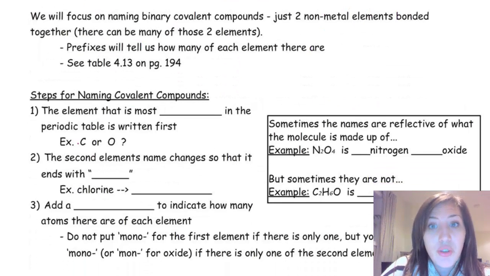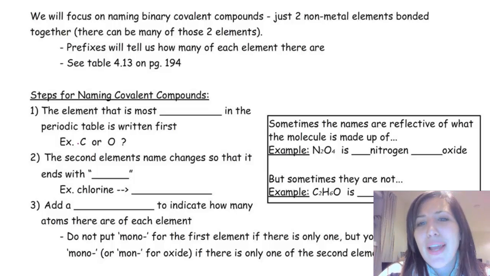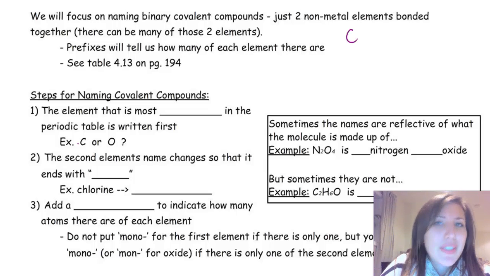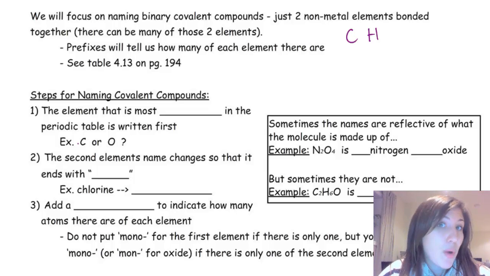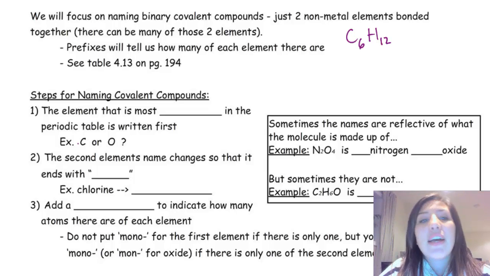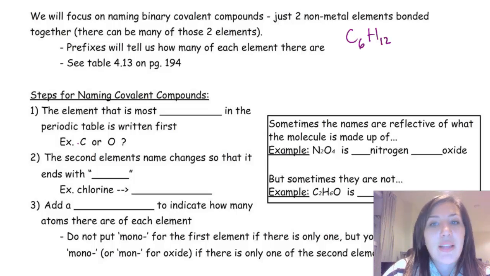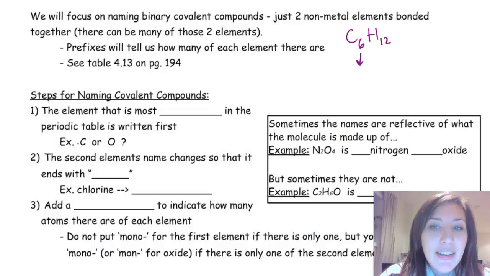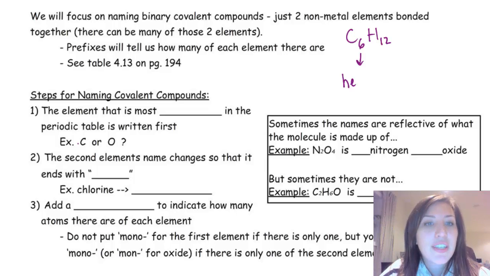So we're just talking about 2 different nonmetal elements. One is carbon and one is hydrogen, for example. And they're going to be bonded together, but there could be more than one of each. We could, for example, have C6H12. So there's 6 carbons and 12 hydrogens, but there's still only 2 types of elements. So we're going to use prefixes to tell us how many there are of each element. Let's take 6, for example. 6 is hexa. So that's the prefix for 6.